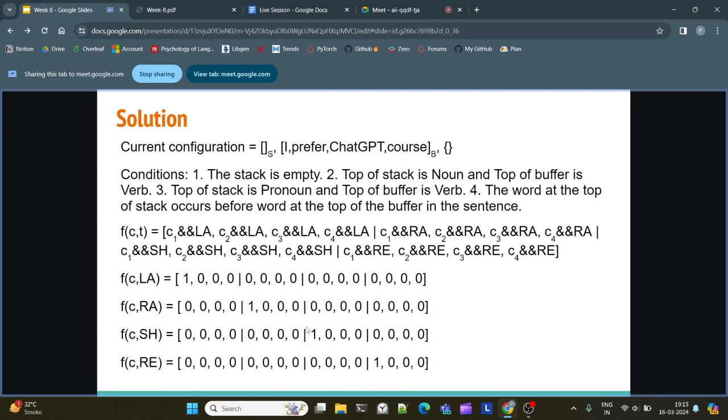So the first in the set of four elements would be 1, the rest of them would be 0, and similarly for reduce. Doing this, I get the value of my feature vector at this current configuration. So this was my configuration, and from there I have reached the feature vector.